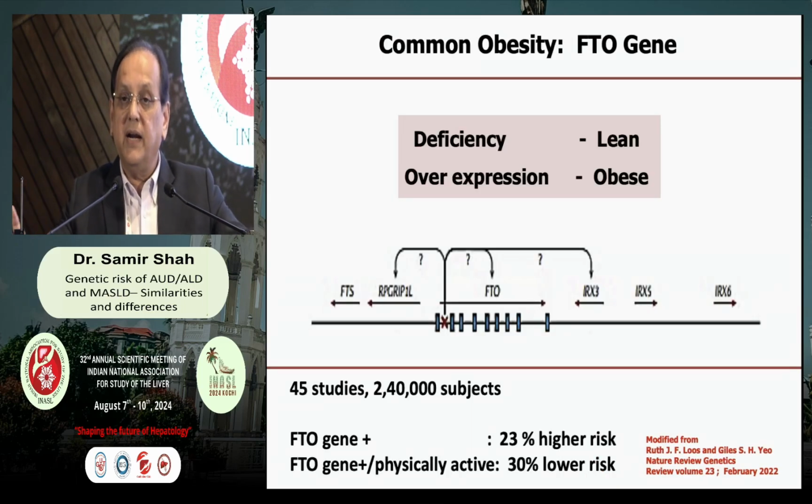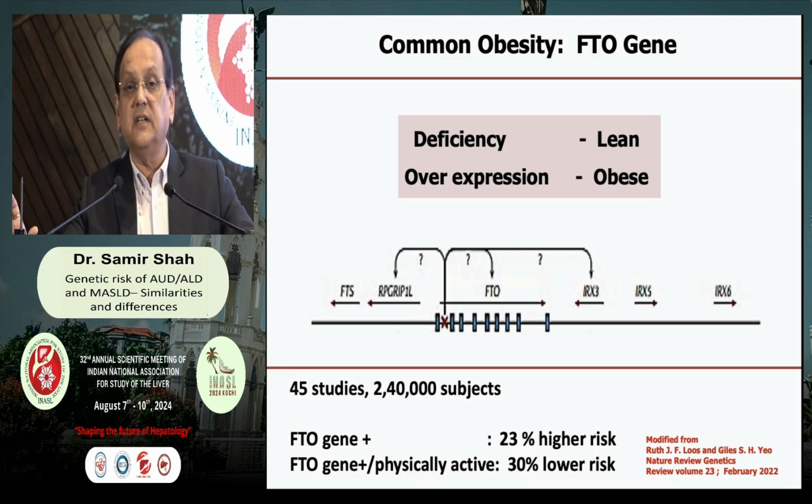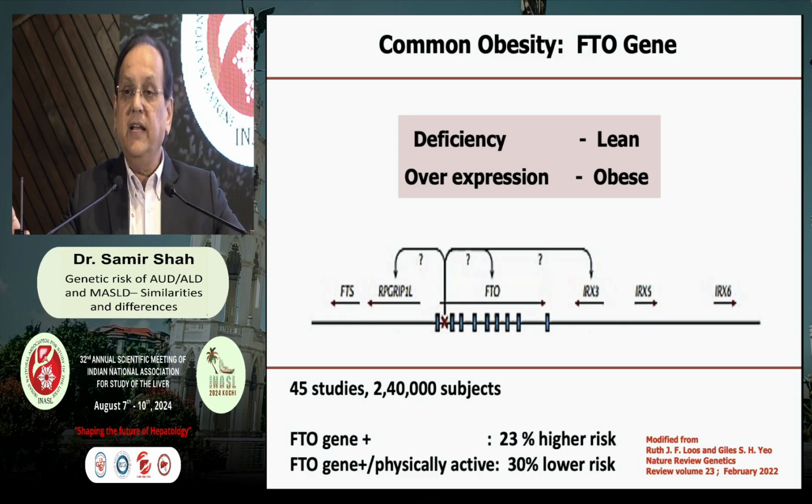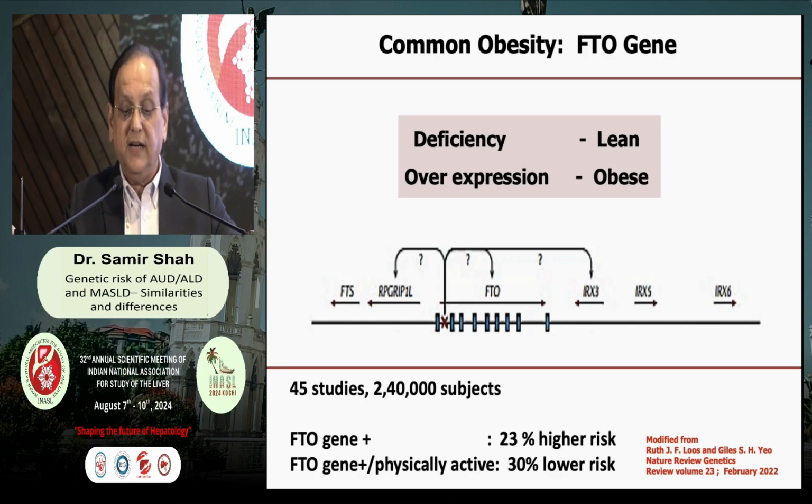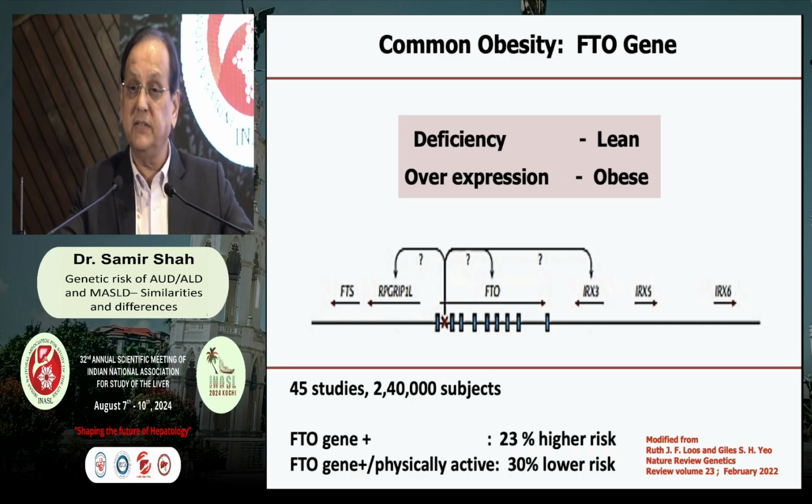For the common garden variety of obesity, there is an FTO gene which is noted across all GWAS studies. In experimental animals, in mice, if you have the FTO gene deficient, then the mice are lean. If there is an overexpression of the FTO gene, then the mice are obese. Same thing is known with the BMI in humans.